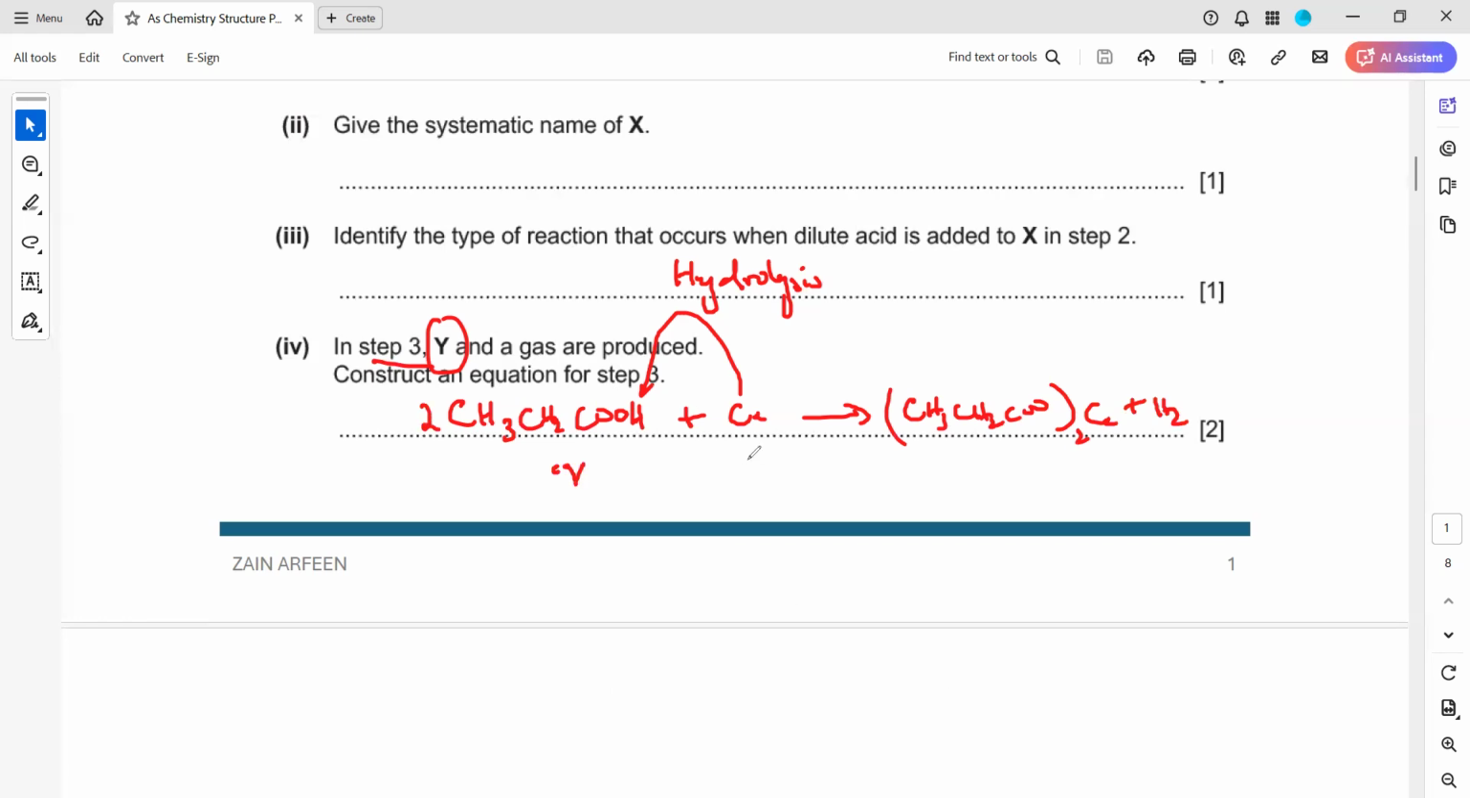Acids are aqueous. The calcium is a solid. This is a salt, aqueous, and hydrogen is a gas. These are the state symbols of these reagents. But state symbols do not carry any marks here as they did not mention or specify. So if you just write the reactants and the products, that's also fine.